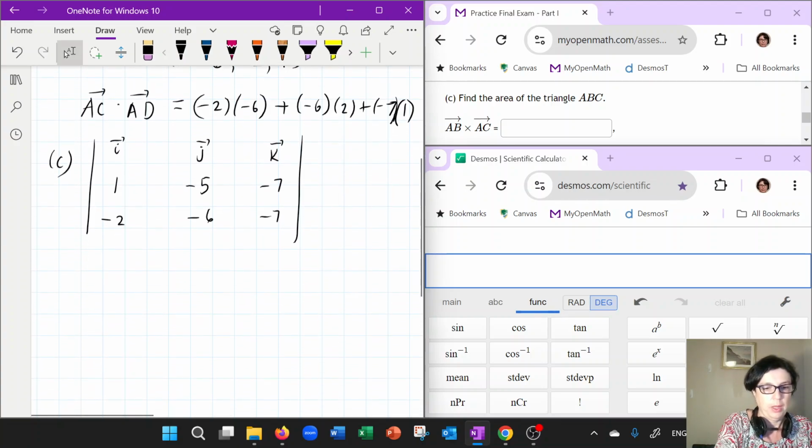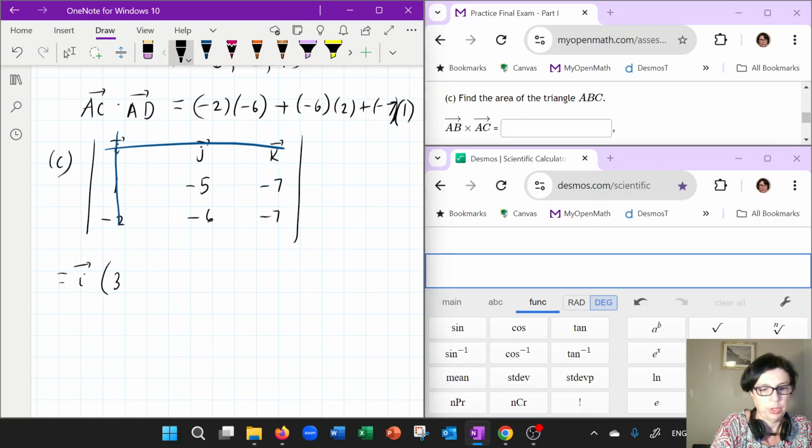the last row. Okay, for the ith component, you want to cross out the first column and the first row. And then you will get a determinant -5 times -7, which is 35. Subtract -6 times -7, which is 42. Okay, so that's my ith component. The jth component, you're going to cross out the second column and again the first row, and that becomes -7 subtract -2 times -7 is 14. So subtract 14 and then plus k.